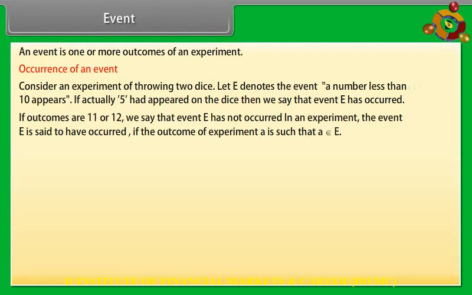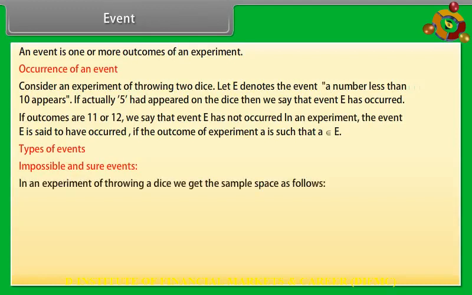In an experiment, the event E is said to have occurred if the outcome of experiment A is such that A belongs to E. Types of events. Impossible and sure events. To understand it, let's take an example. In an experiment of throwing a dice, we get the sample space as follows. S is equal to {1, 2, 3, 4, 5, 6}.